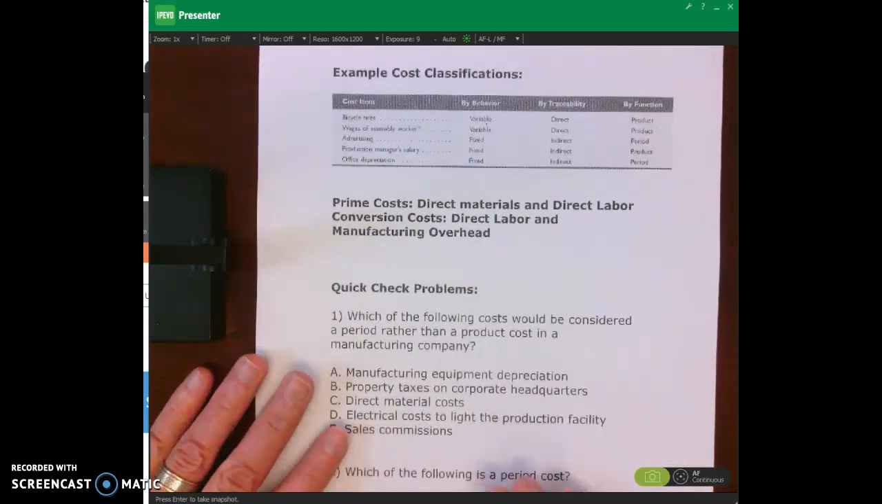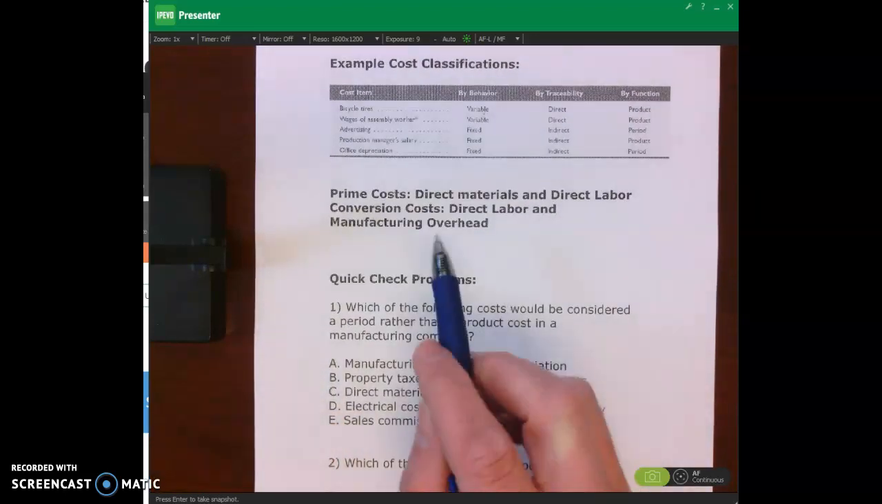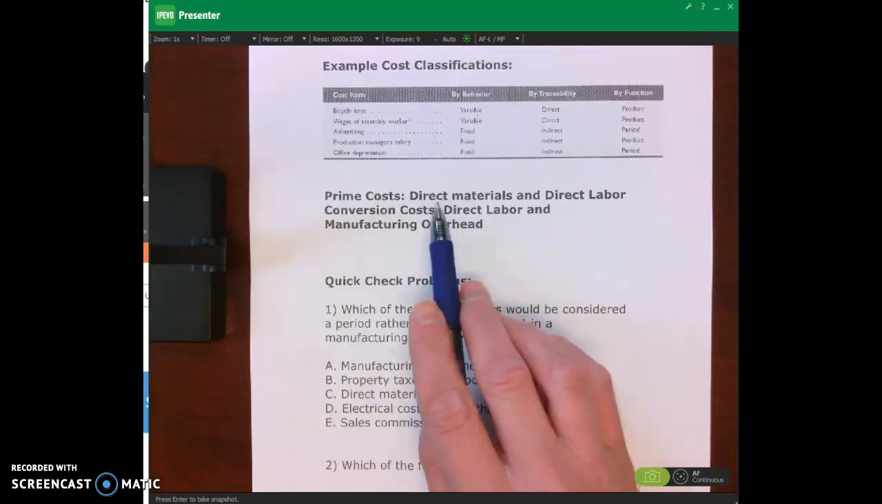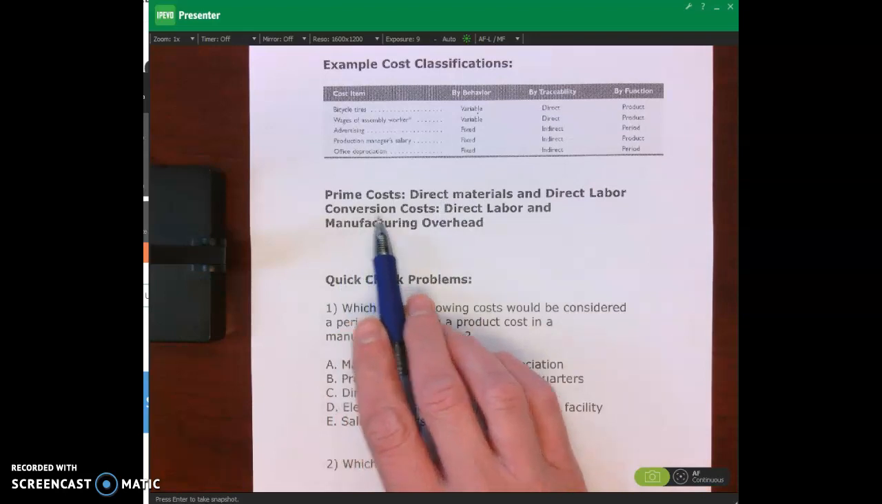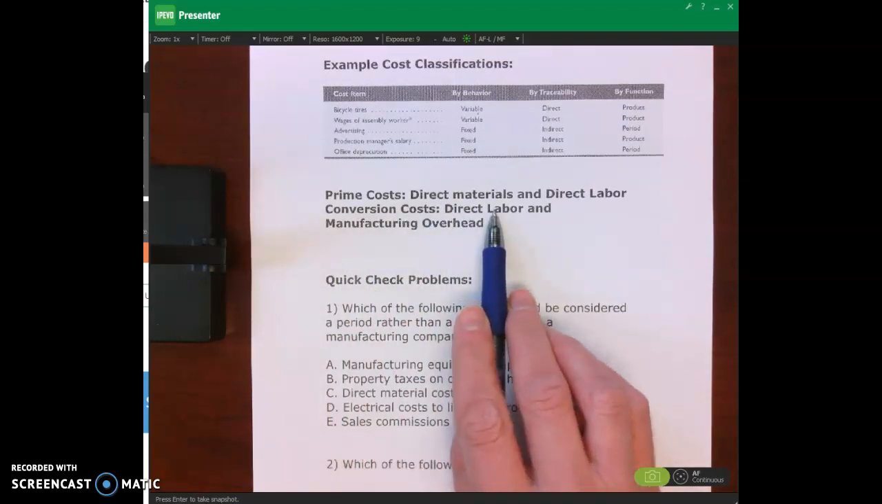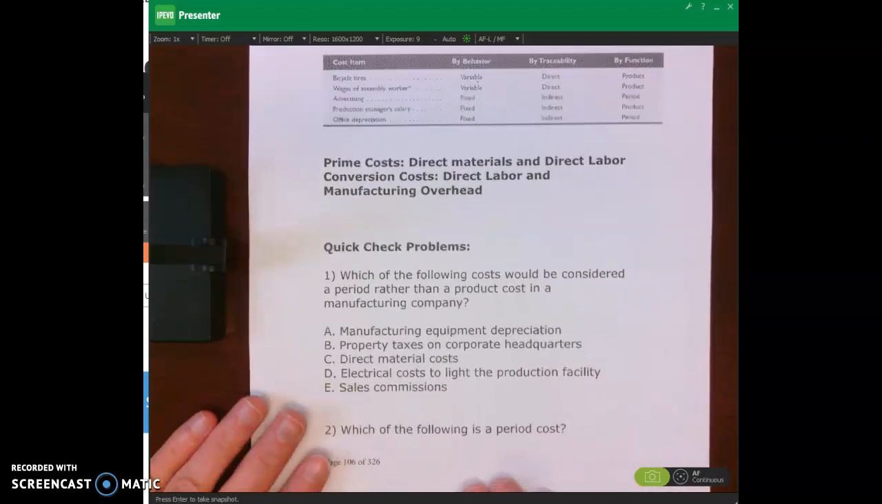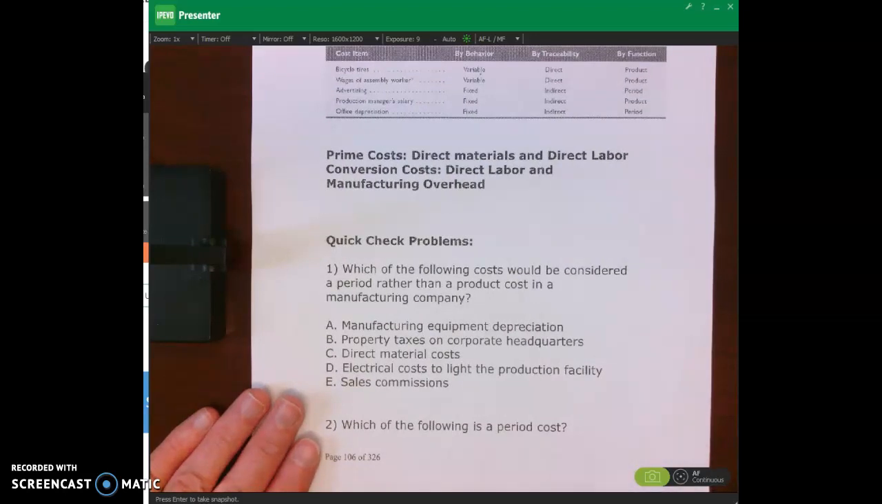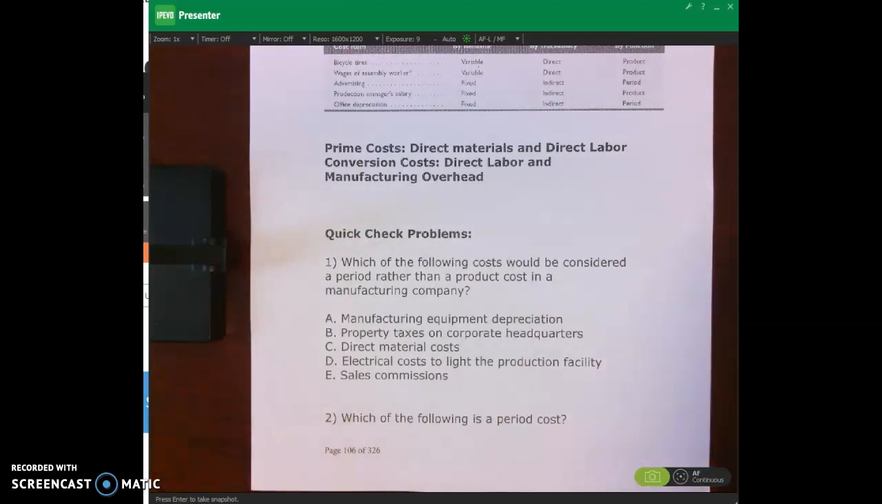We have some other terms right over here, such as prime costs and conversion costs. By definition, prime costs equal direct materials plus direct labor. And by definition, conversion costs equal direct labor plus manufacturing overhead. That's just the definition. Okay? So when you look over here at our quick check problems, I want you to pause the lecture video and do these quick check problems 1 and 2, and then number 3 on this page, okay? And then we'll check your work.